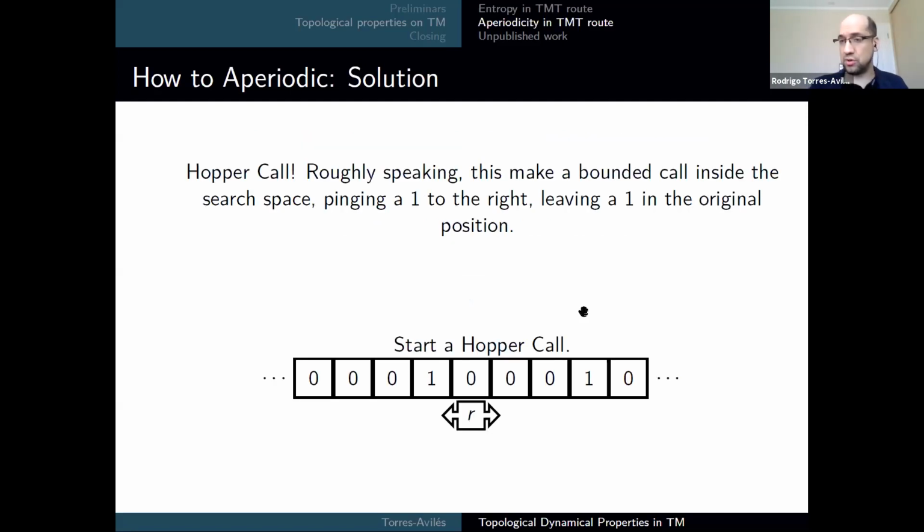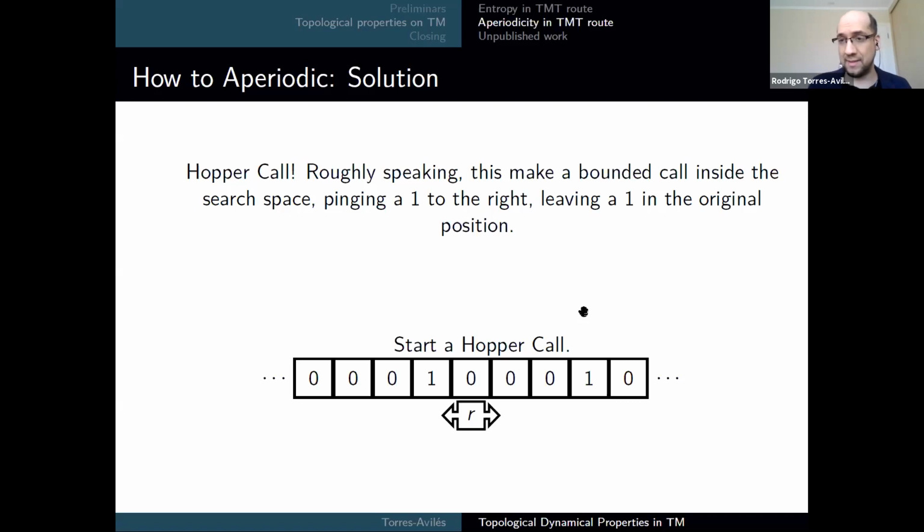So, what is the solution? A possible solution is what are called Hooper calls. A Hooper call is when we make a sub-search in a bounded space, and in this bounded space we try to push, in this case, the one to the right, and when we don't have enough space, we return from this bounded call. But if we have enough space and we again have not found the new one in the new space, we make another Hooper call.